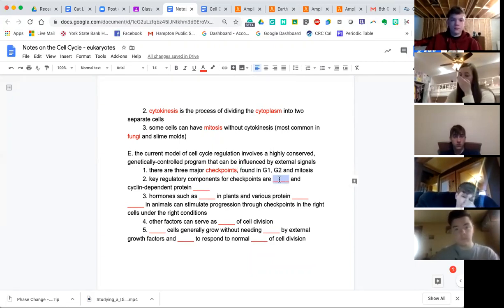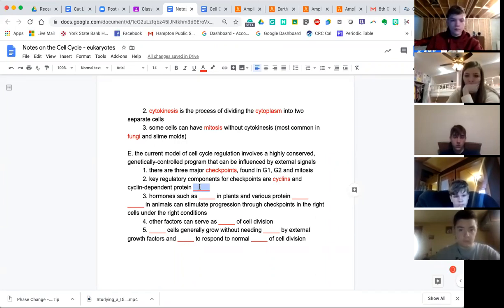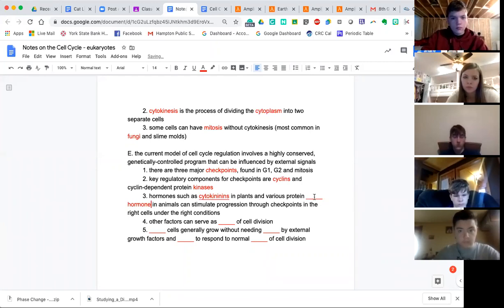Now, we'll talk more in detail if we have a chance about a chemical called cyclins. But these chemicals, you can think about them almost as hormones. Cyclins and cyclin-dependent proteins called kinases. And in plants, there's a certain one called cytokinins. But in humans, we have a certain hormone. It's called our growth hormone.